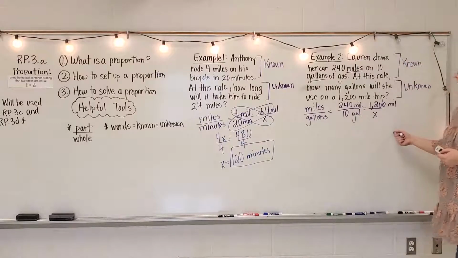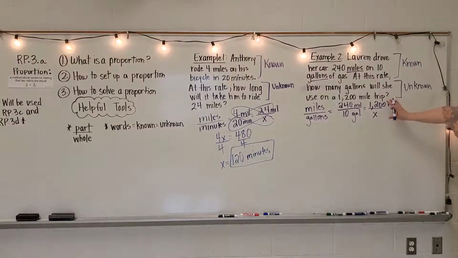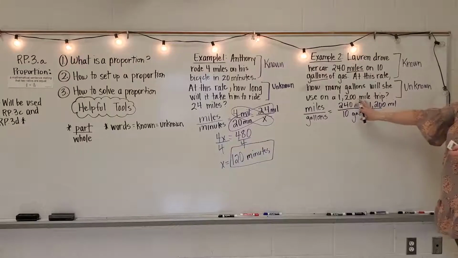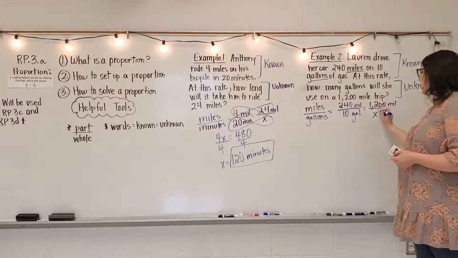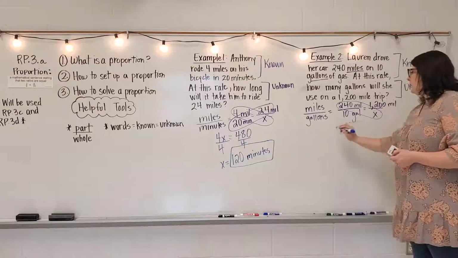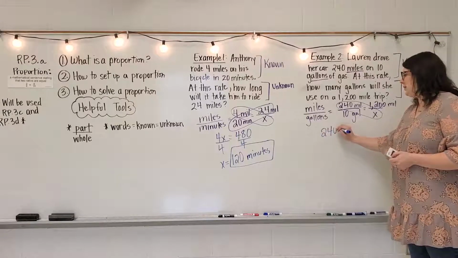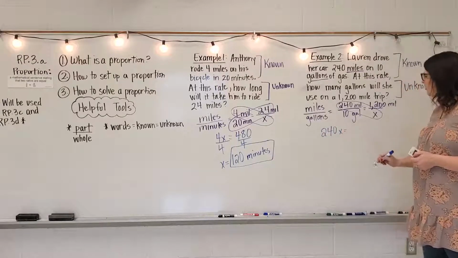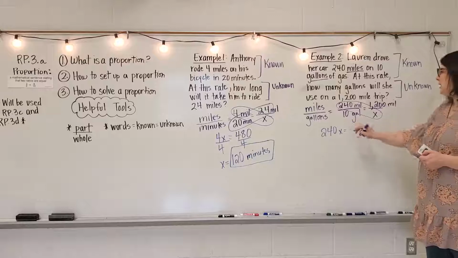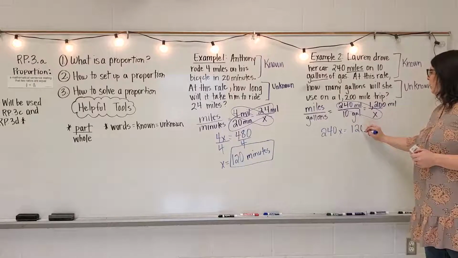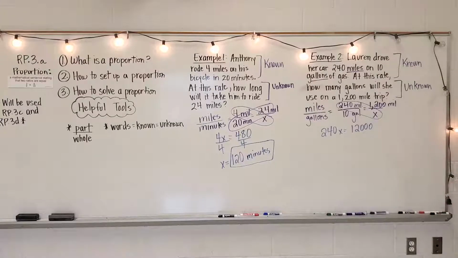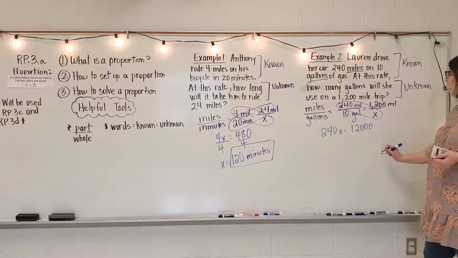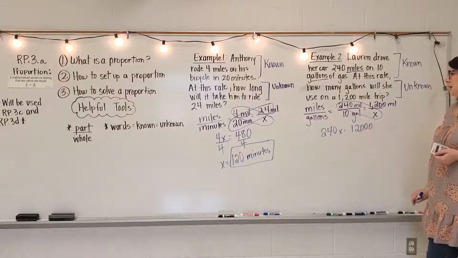All right, same thing over here. We have set up our problem. How many gallons will she use on a 1,200 mile trip, given that this is my rate? Now I'm going to cross multiply to solve the proportion. So I get 240x, because those are being multiplied, and 1,200 times 10. Now we know from 5th grade, when we are multiplying by a power of 10, we're just going to move that decimal over one place, okay? So now we have 12,000.